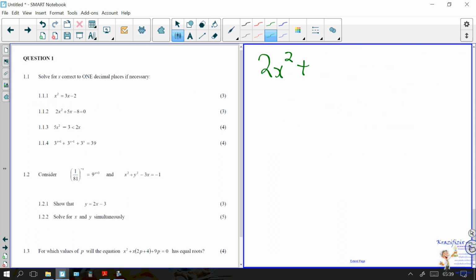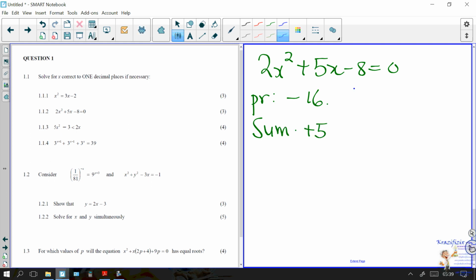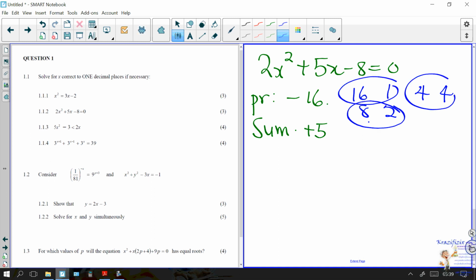2x squared plus 5x. Guys, we would extend our information here. What is my product here? We must check first. My product is negative what? 16. And my sum is positive what? 5. What are the factors of 16? I have 16 and 1, I have 8 and 2, and I have 4 and 4. But if you look at all these pairs, there is no way I am going to add or subtract that will give me a 5.